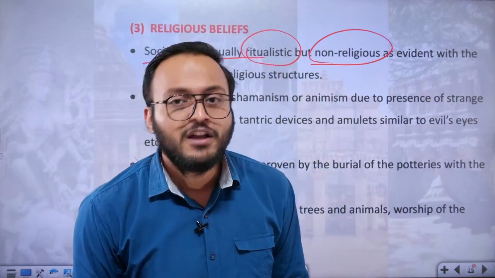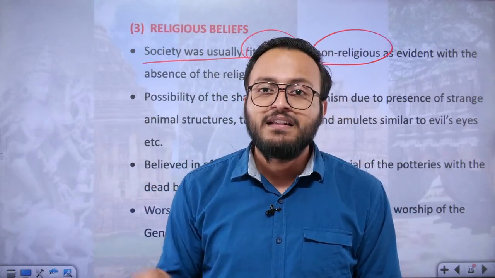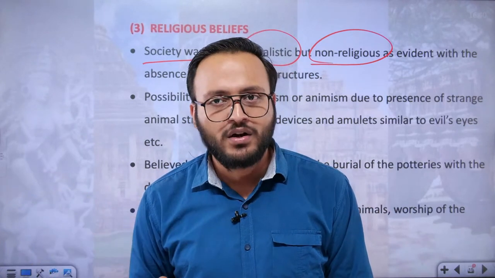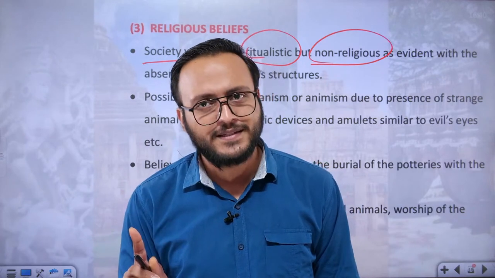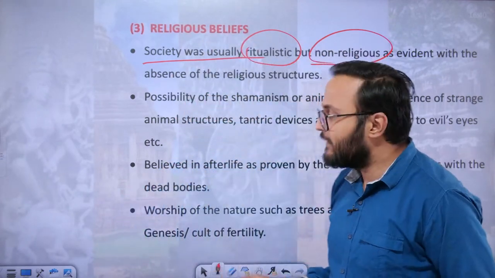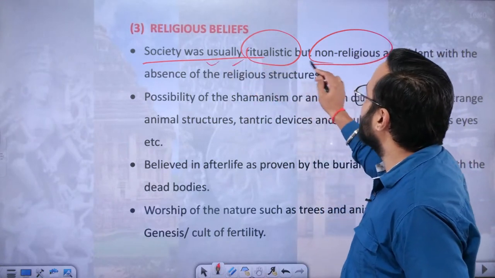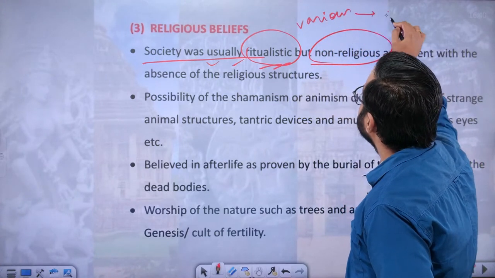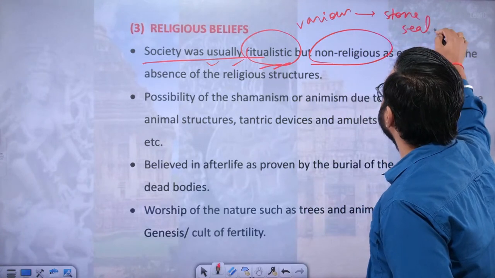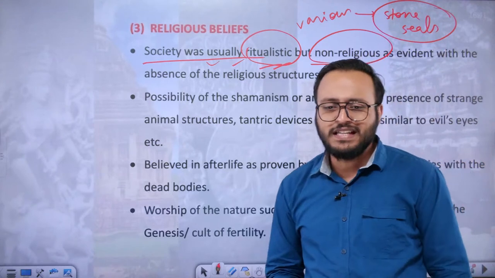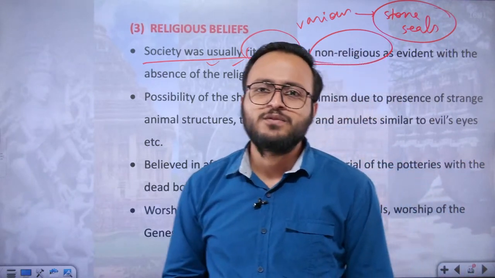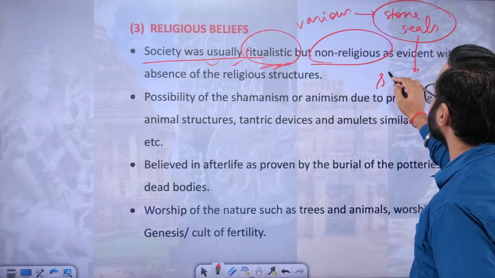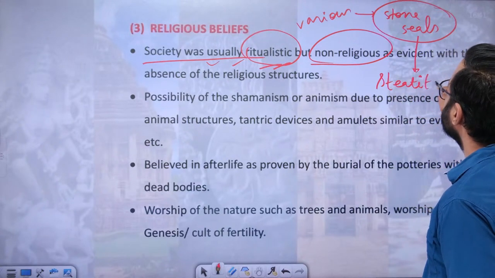We don't have any temples. We don't have any such buildings where we can say that these people were gathering for prayers, or worshipping their gods and goddesses. We don't have any such commonplace. However, what do we have then? We have the presence of various stone seals. What is the meaning of the stone seals, by the way? Basically, the stone seals were made of a specific type of stone called steatite stone.